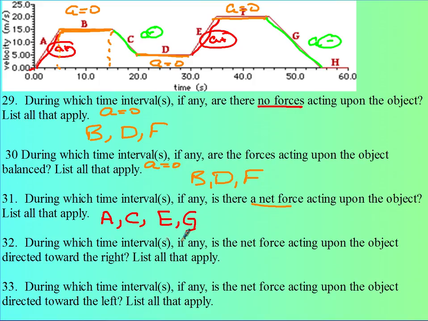During which time intervals is the force acting to the right? To the right means we're going to be looking for positive accelerations. Which intervals have positive acceleration? That's A and E. And the last one, during which time intervals, if any, is the force acting to the left? Well, a left force means negative acceleration. And which regions do we have a negative acceleration? That's C and G.